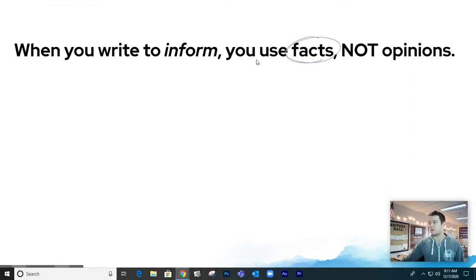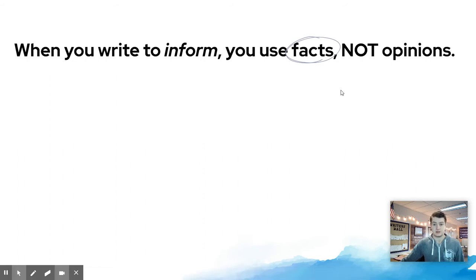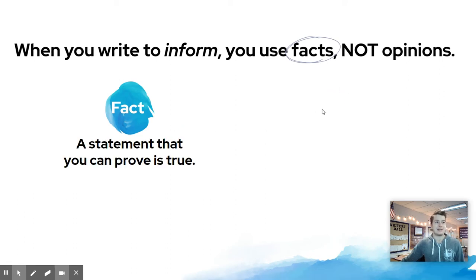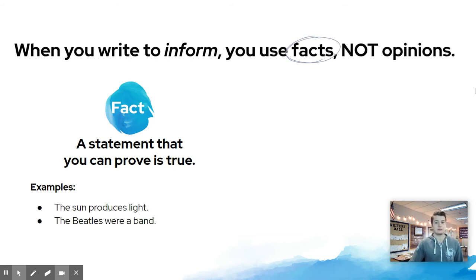So when you write to inform, you use facts, not opinions. And I know you guys already know the difference between a fact and an opinion. But just so we're all on the same page, the definition of a fact is a statement that you can prove is true. A fact is a statement that you can prove is true. So some different examples of facts would be the sun produces light. The Beatles were a band. Mr. Simcox sometimes makes jokes.